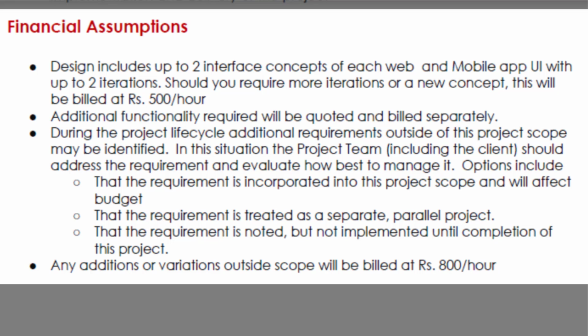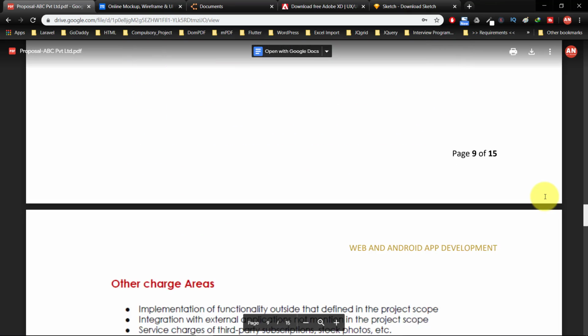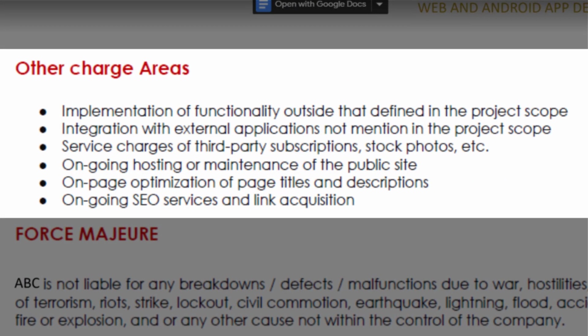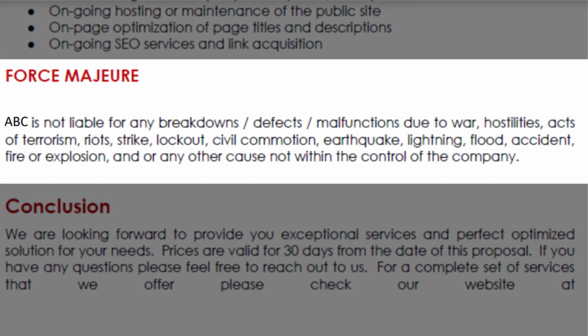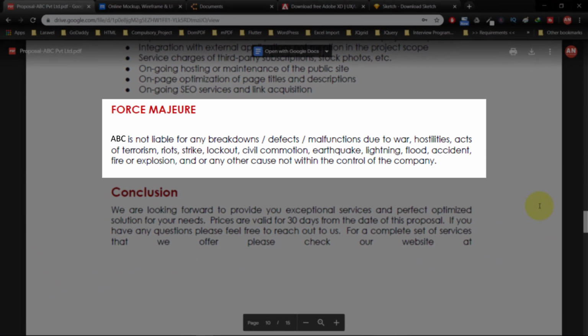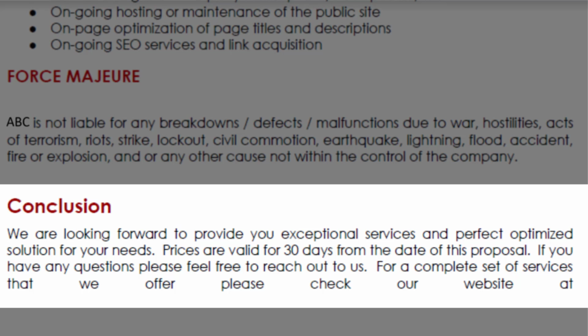Should you require more iterations or a new concept, this will be billed at 500 rupees per hour. And other charge areas: implementation of functionality outside that defined in the project scope and others. And force majeure. ABC is not liable for any breakdown, defects, malfunctions due to war, hostilities, acts of terrorism, etc. And then final conclusion.